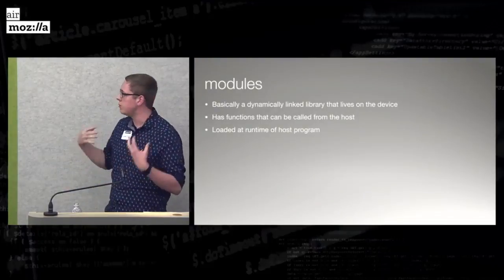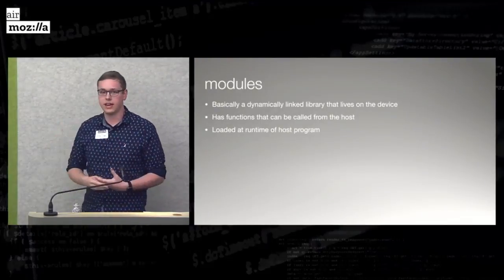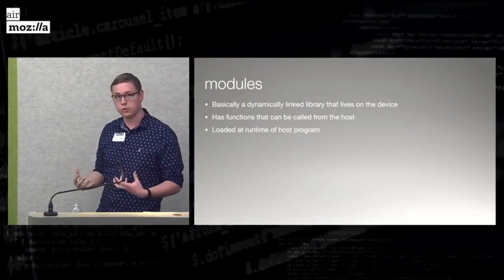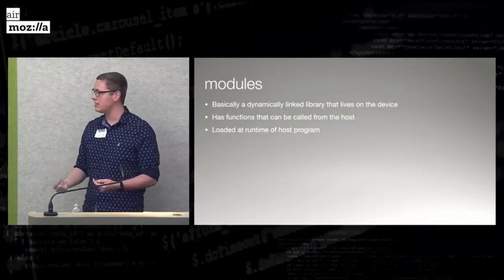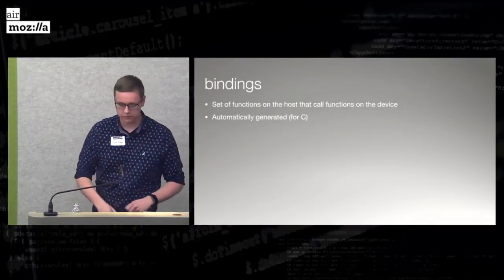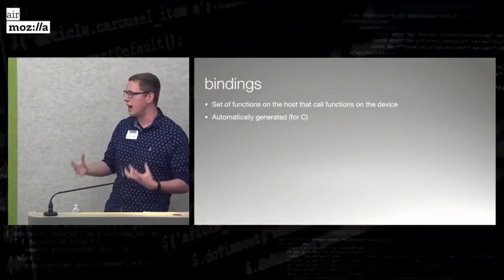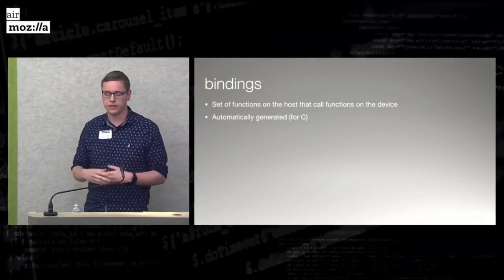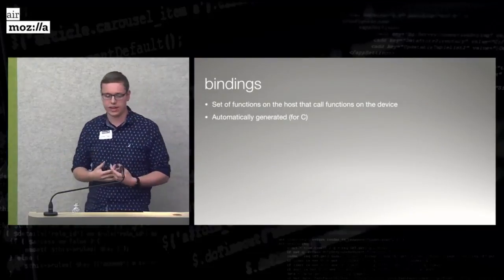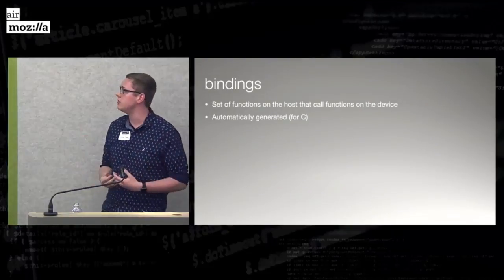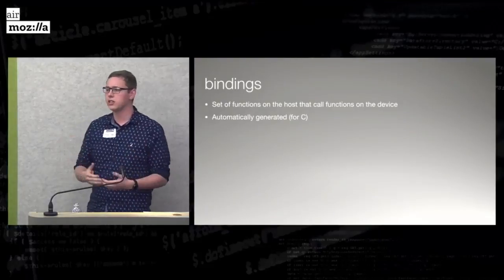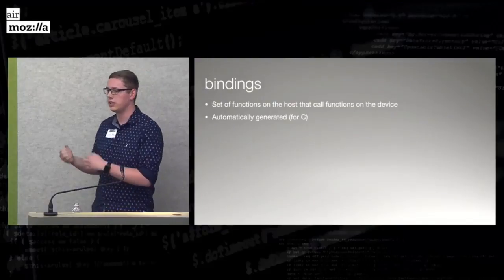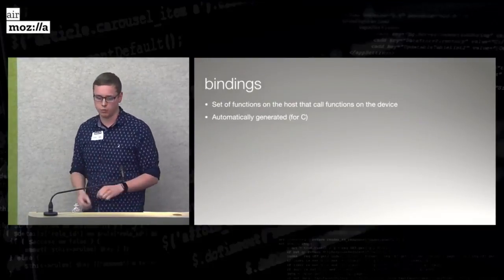So as I touched on, modules are basically just dynamically loaded libraries that live on the device, and they have functions inside of them that can be called from the host. What's also really cool is that these are loaded at runtime of the host program. What enables modules to work are bindings. And so bindings are basically just a set of functions in a host program that call these counterpart functions on the device. And right now, our tools automatically generate these bindings for C. So any function in C you create for the device, you can get a function with that same signature on the host that calls that function on the device using a remote procedure call.